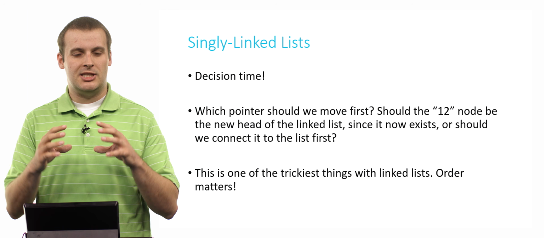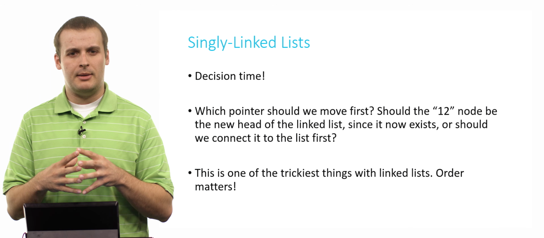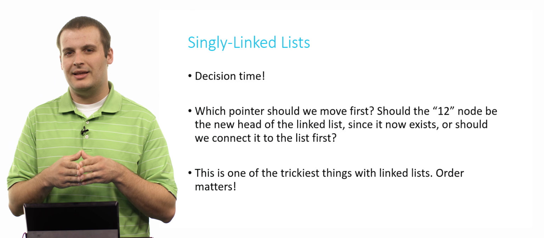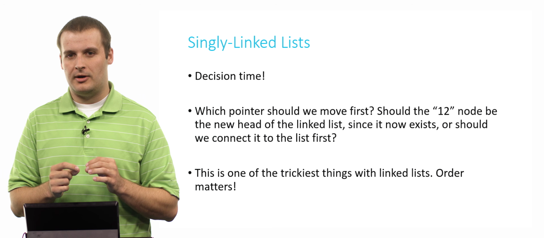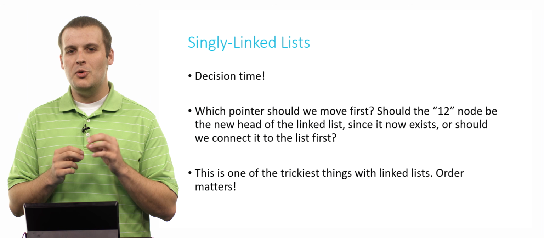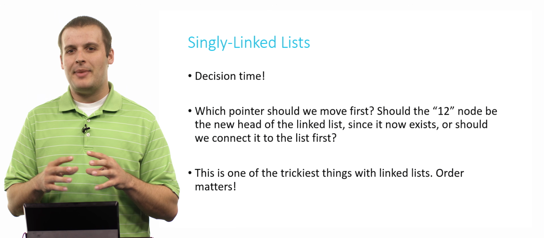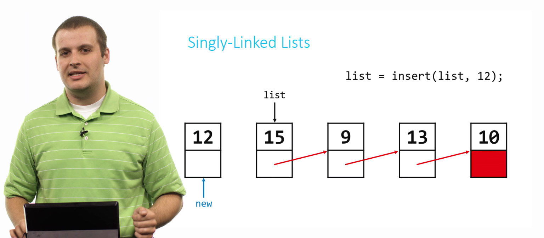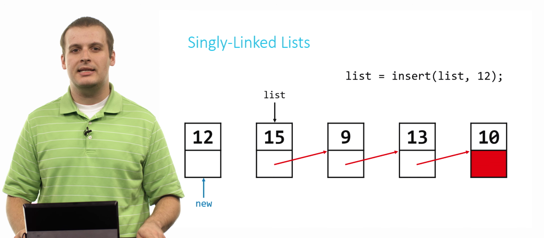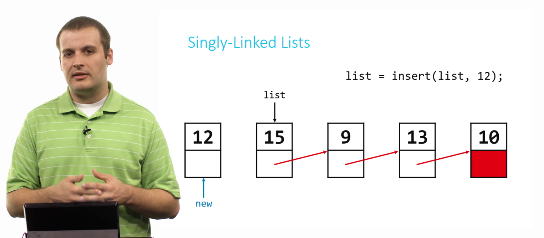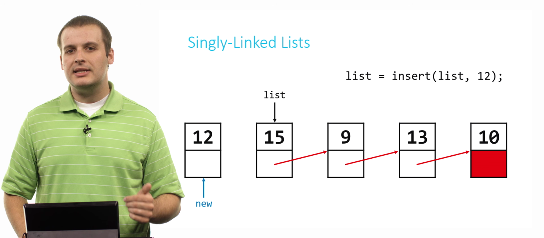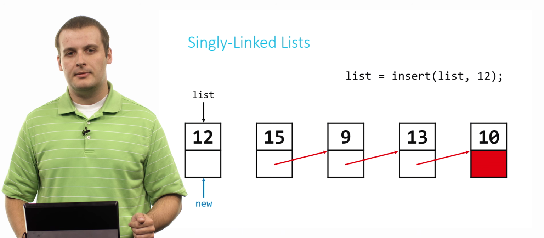But this leads to a great topic for a sidebar, which is that one of the trickiest things with linked lists is to arrange the pointers in them in the correct order. If you move things out of order, you can end up accidentally orphaning the rest of the list. And here's an example of that. So let's go with the idea of, well, we've just created 12. We know 12 is going to be the new head of the list. And so why don't we just move the list pointer to point there?